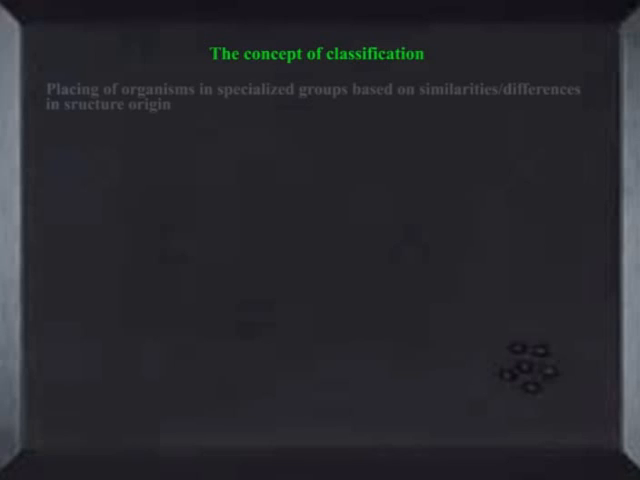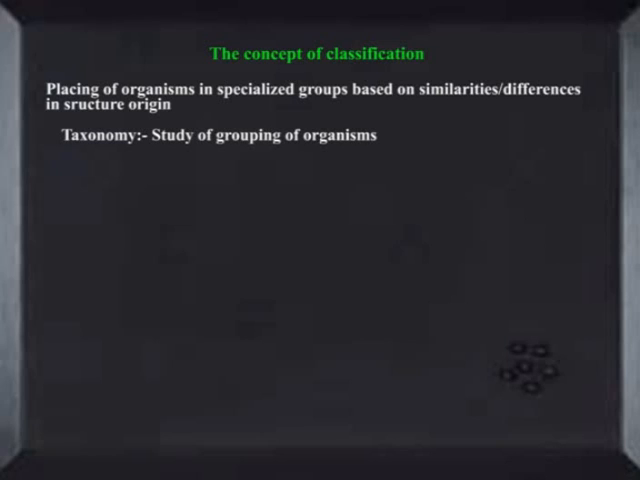Classification is the placing of living organisms in specialized groups based on their similarities and differences in structure and origin that might indicate a common biological relationship. Although all living organisms share certain characteristics, they certainly differ in very many ways. It is therefore necessary to classify these organisms so that those that have common features can be grouped together and those that have different features can also be grouped separately. The study of grouping of organisms according to their relationships is called taxonomy.